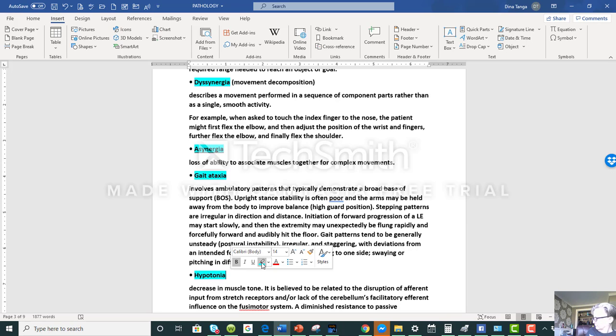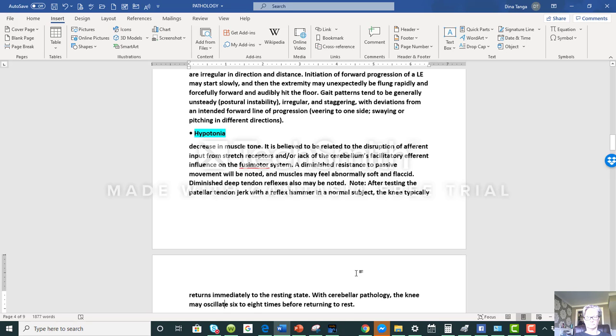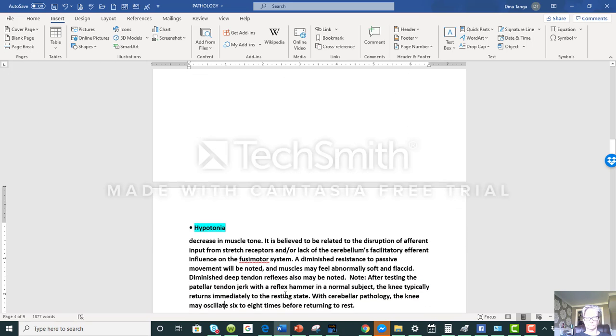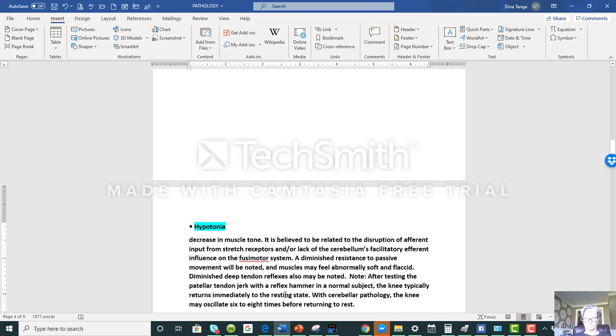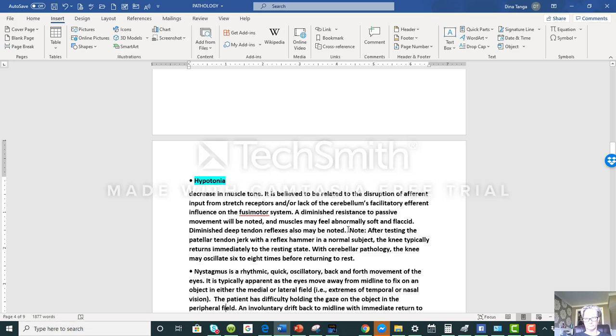Hypotonia is a decrease in muscle tone. It is believed to be related to the disruption of afferent input from stretch receptors and/or lack of the cerebellum's facilitatory efferent influence on the fusimotor system. A diminished resistance to passive movement will be noted, and muscles may feel abnormally soft and flaccid. Diminished deep tendon reflexes also may be noted.